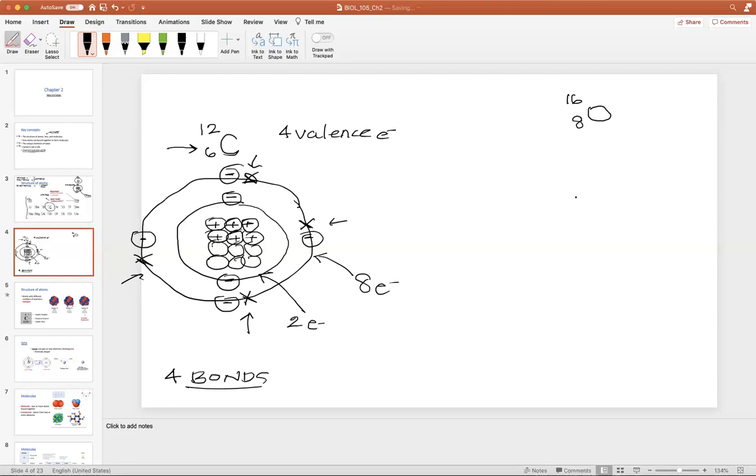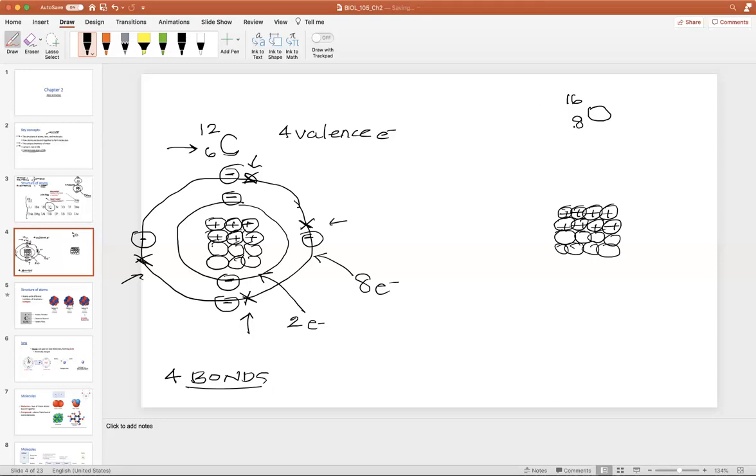We've got 8, so we must have 8 protons. Let's draw those out: 1, 2, 3, 4, 5, 6, 7, 8 pluses. And then we know we have 16, so we've already drawn 8 protons. That must mean we need 8 neutrons to fill this out. I'm just gonna draw those in. Cool, now we're done with the nucleus.